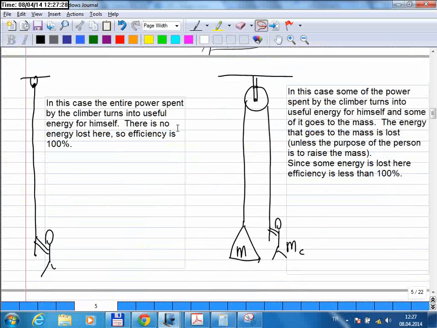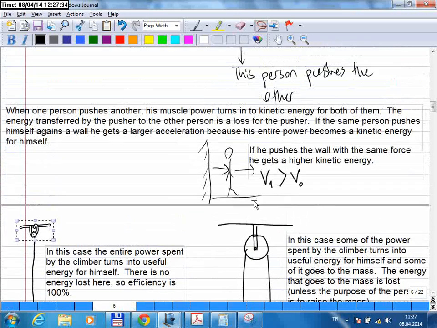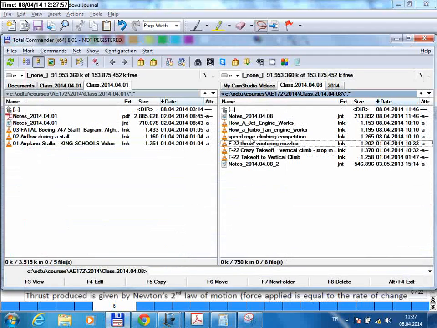Okay, so there's another example trying to explain the same thing again. This example is the same as the previous example. In this case, suppose instead of pushing against something on ice, this time let's consider this person climbing a rope. Okay? In fact, I have a video of that.